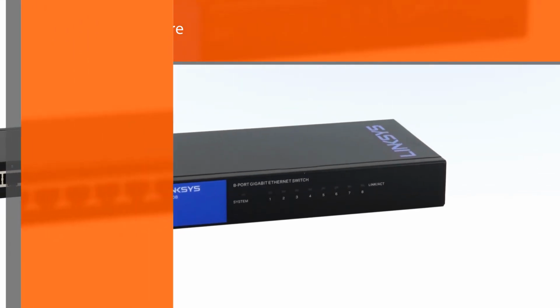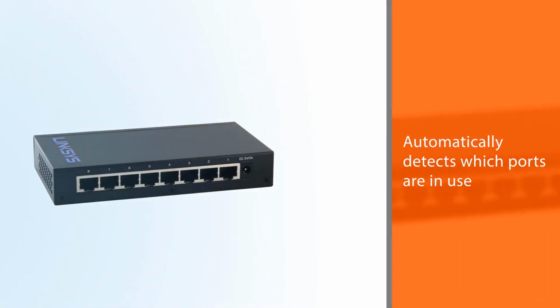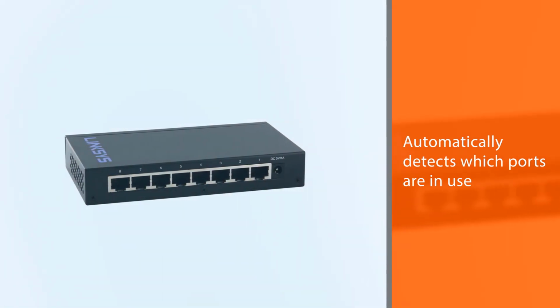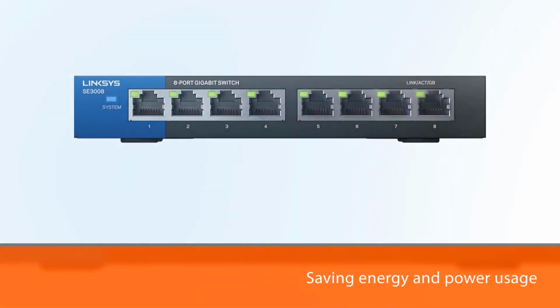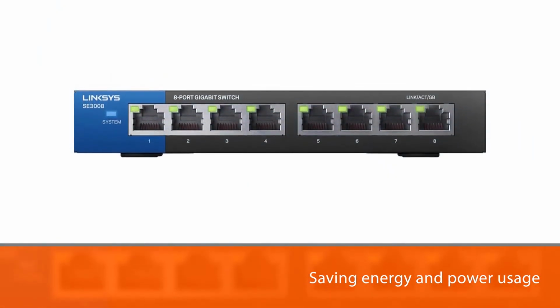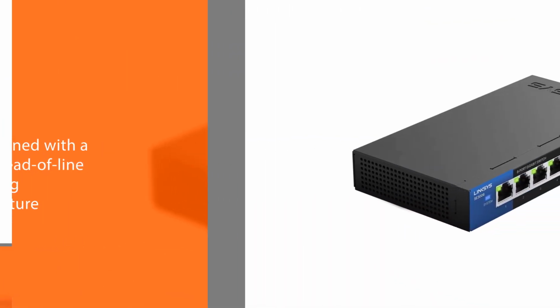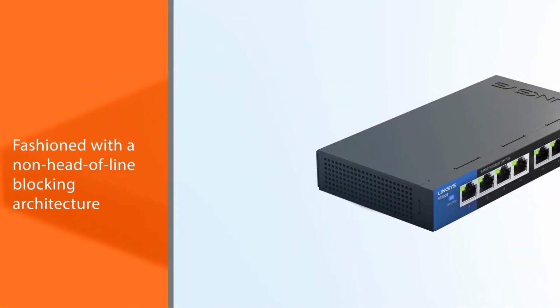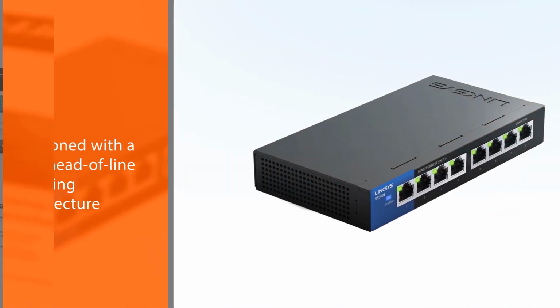And the PowerSave feature automatically detects which ports are in use, making unused ports idle, saving energy and power usage. It is also equipped with a non-head-of-line blocking architecture, since head-of-line blocking can have severe performance degrading effects on input buffered systems. It also ensures that you have greater control over your Ethernet system.